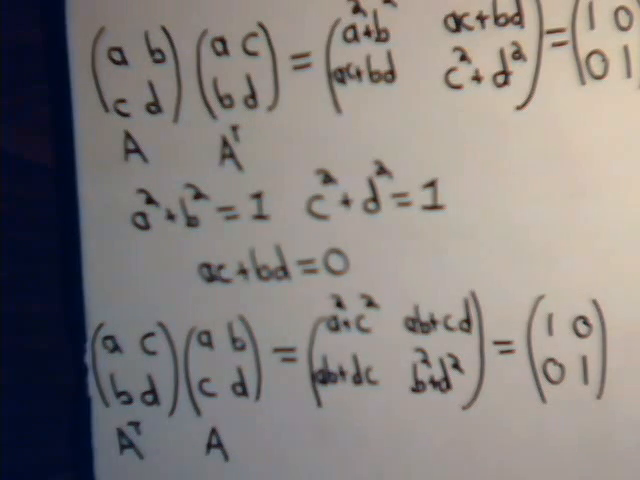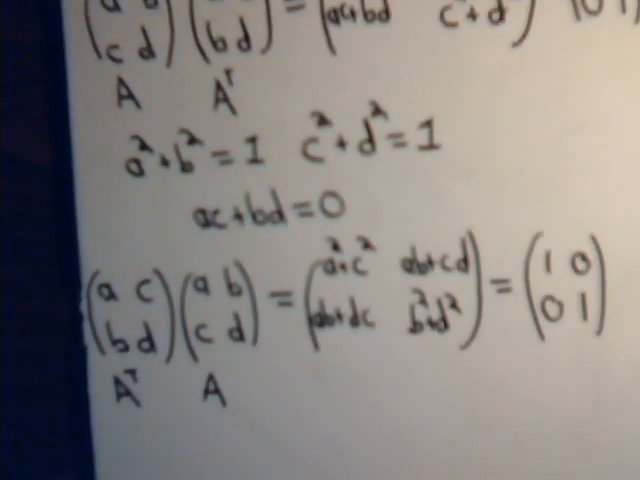So if this is true, a squared plus c squared has to be 1, and so does b squared plus d squared.